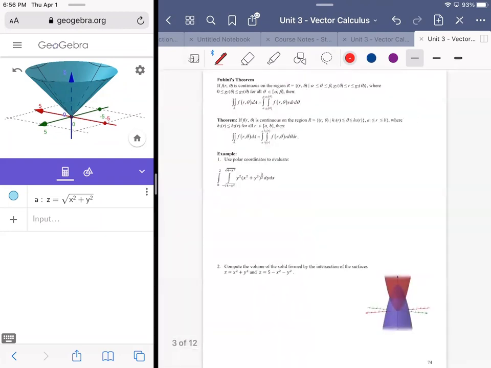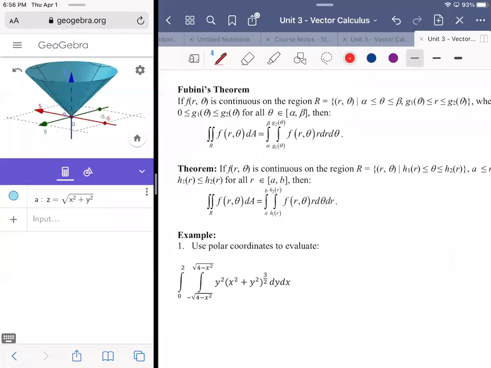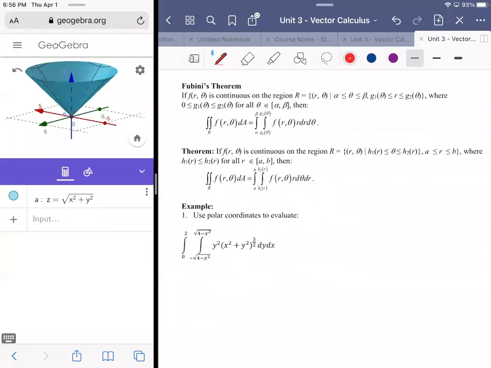So Fubini's theorem involves the idea that we can apply a multiple integral over some interval related to theta, and then some other interval related to r, or vice versa.